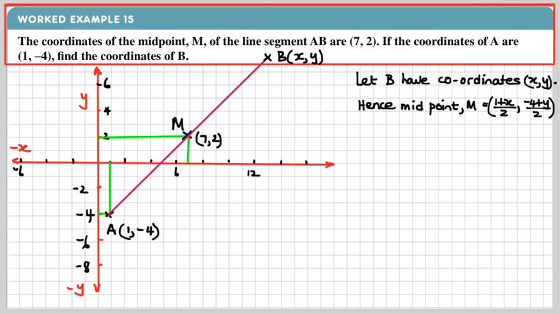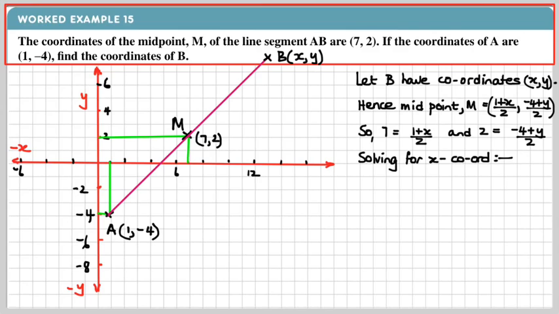And we know that the x coordinate and the y coordinate of the point M are 7 and 2 respectively. We know therefore that 7 equals that, because that's the x coordinate of the midpoint, and we know that 2, the y coordinate of the midpoint, must be equal to this according to our formula. Now I reckon we can solve that easily for x and for y. So let's go for it.